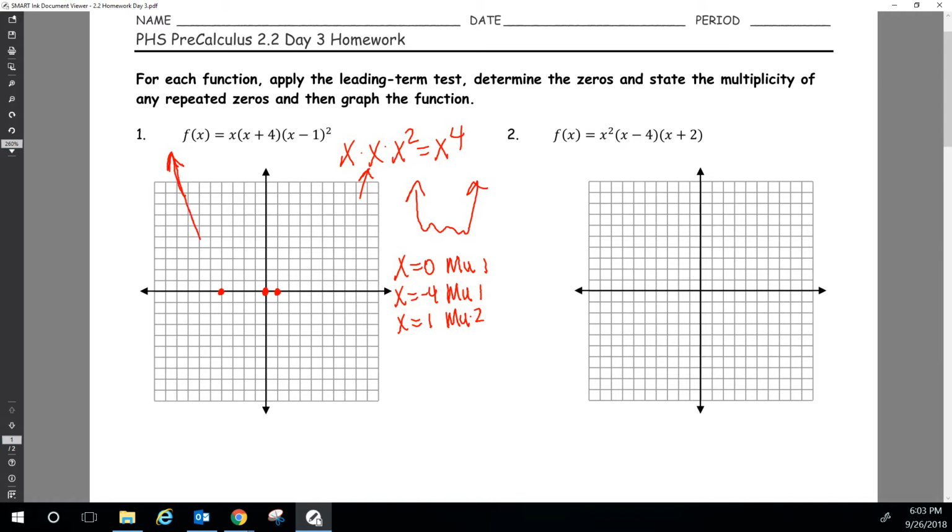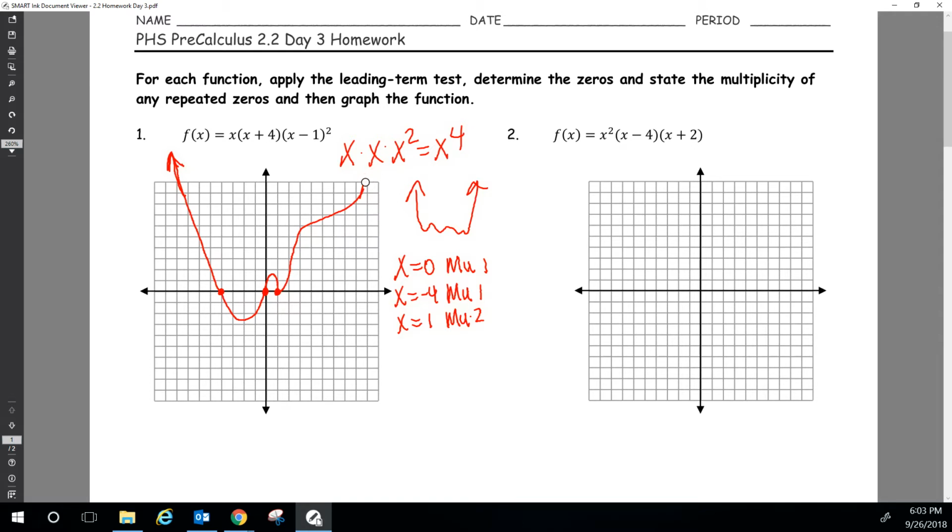So at -4, my multiplicity is 1, so I'm going to cross. At 0, my multiplicity is 1, so I'm going to cross. At 1, my multiplicity is 2, so I'm going to bounce. Oops. All right, so it doesn't quite look like that on the end, but you get the idea.